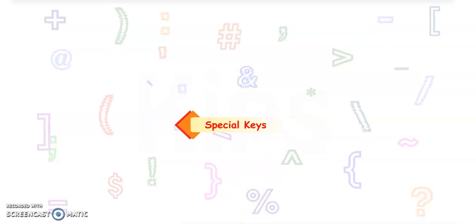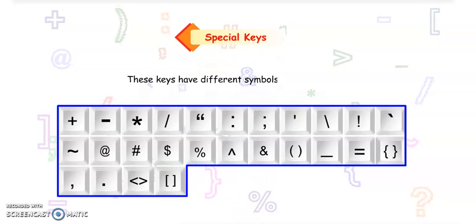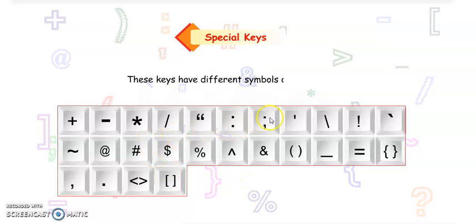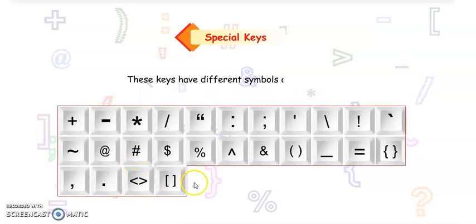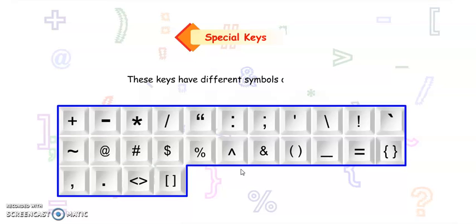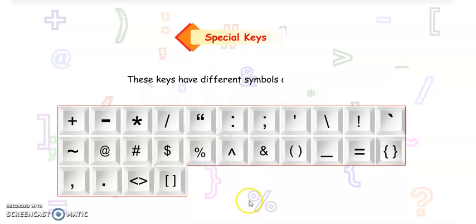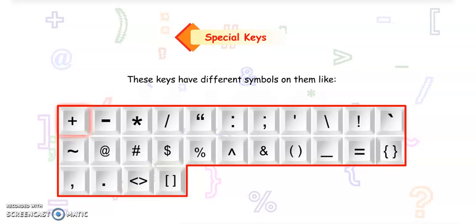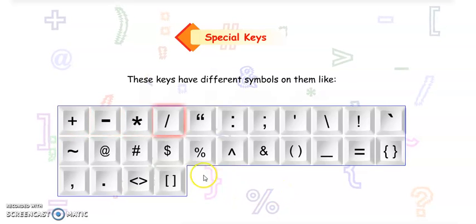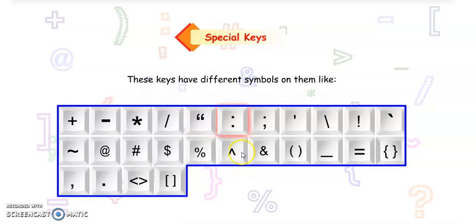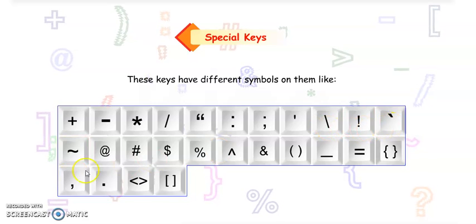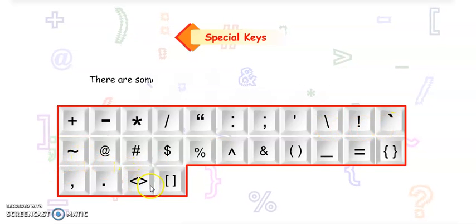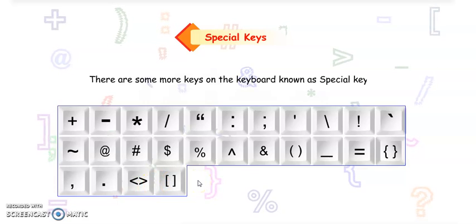These are some special keys. They have some special work purpose. These keys have different symbols. You can see these symbols: plus, minus, greater than, less than, comma, dot. These symbols are used in typing. So these are the special keys which have some special symbols on it. Colon, semicolon, slash sign, exclamatory sign, tilde sign, @ sign.